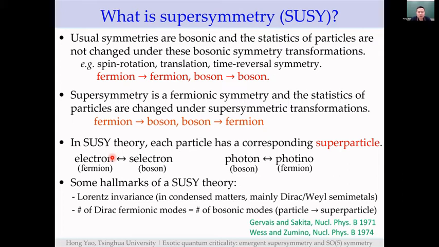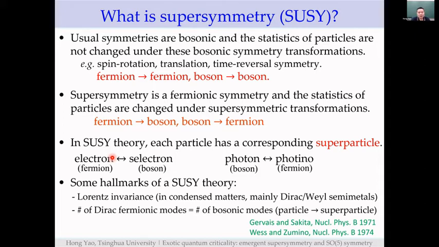Usual symmetries are bosonic symmetries, in the sense that the statistics of the particles are not changed under the symmetry transformation. For instance, spin rotational symmetry, translation symmetry, time reversal symmetry, reflection symmetry. All these symmetries are bosonic symmetries. They do not change the particle statistics. A fermion is still a fermion. A boson is still a boson after this symmetry transformation.